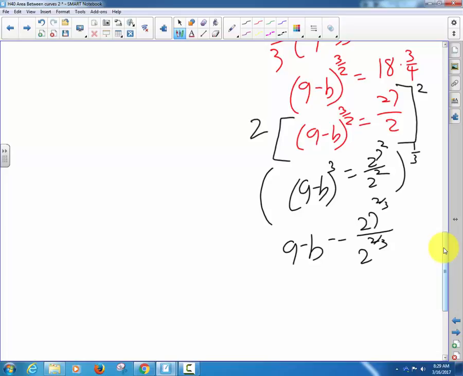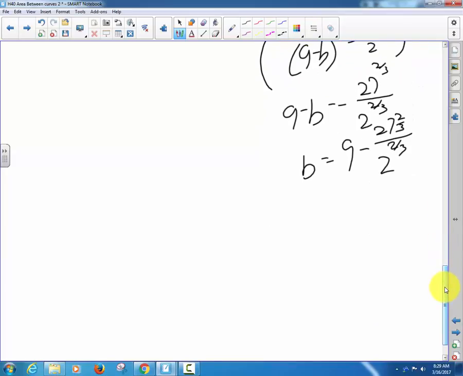And now we can razzle-dazzle a little bit, and we get b equals 9 minus that ugly number. 27 to the 2/3 divided by 2 to the 2/3. b equals 9 minus 9 over 2 to the 2/3, and you're smart enough with your calculating device to figure out what that number is. Cube root of 27 is 3, yeah.